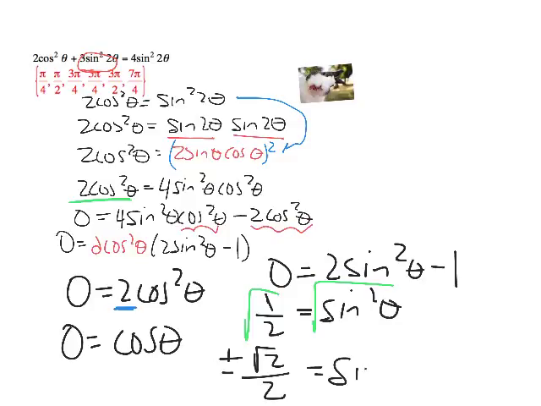And from these two, so where does cosine equal 0 and where does sine equal positive and negative radical 2 over 2, you get all of those answers up there. So again, it wasn't terrible, it's just kind of the algebra behind it.